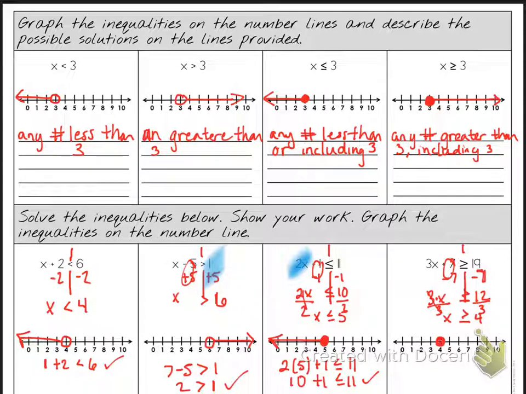So my dot is closed because it's equal to, it's greater than 4. So let's choose 5. 3 times 5 plus 7 should be greater than or equal to 19. Well, 15 plus 7 is 22. Is that greater than or equal to 19? It is. So my answer is correct.